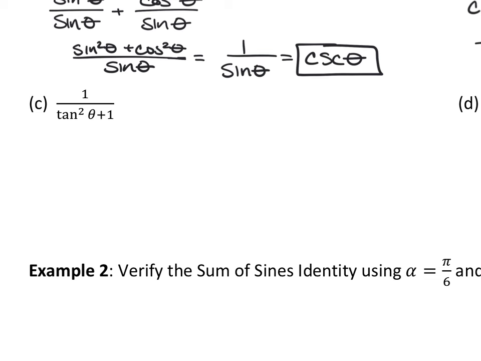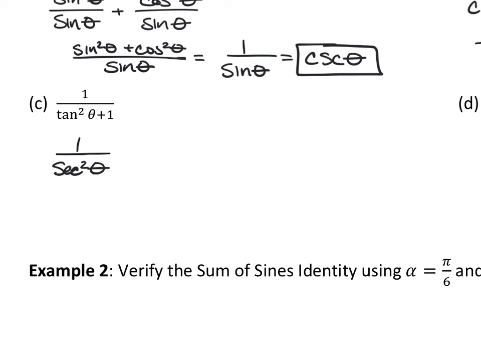What is tangent squared of theta plus 1 equal to? Is that somewhere on your formula chart? It should be. So this whole bottom thing becomes secant squared of theta. That's the third Pythagorean identity that we wrote down. I believe it's the one in the purple bubble.